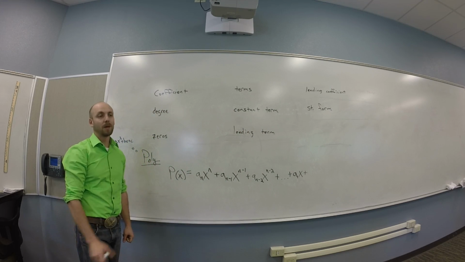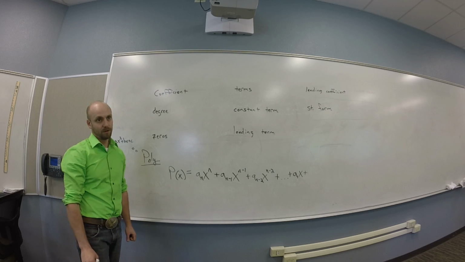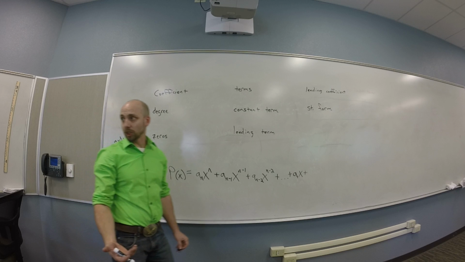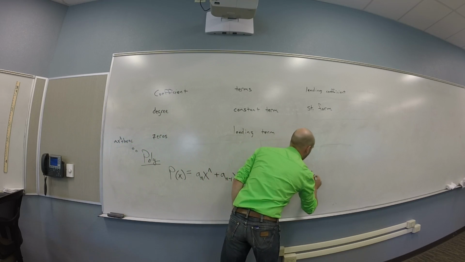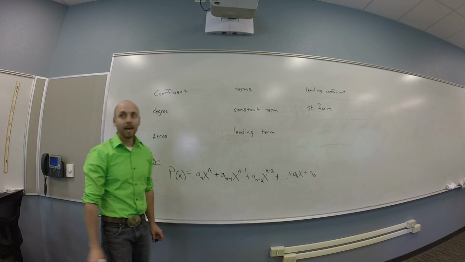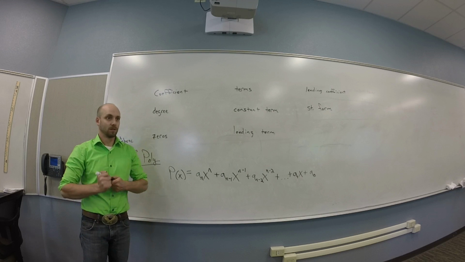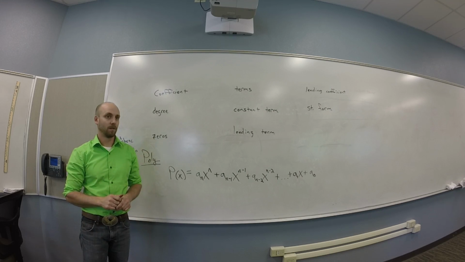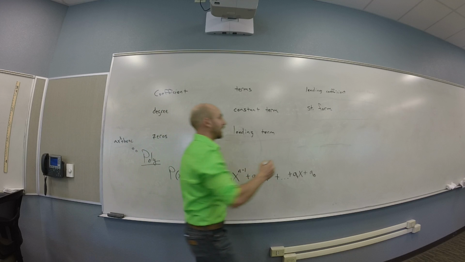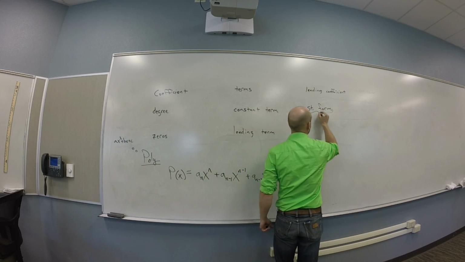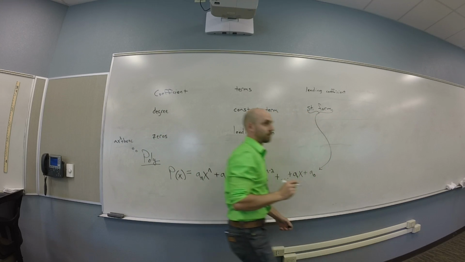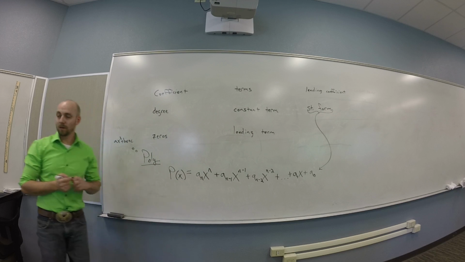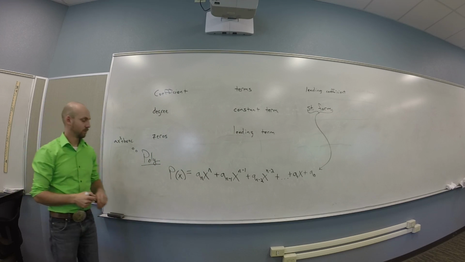That's cool. What's my last term going to be? Whole number. Yeah, it's just going to be a number. So I'm going to call that a_0 because that's with x to the zeroth. You guys with me? So standard form here is that thing there, the whole thing. All of it.